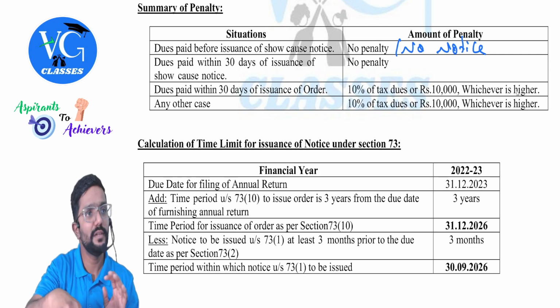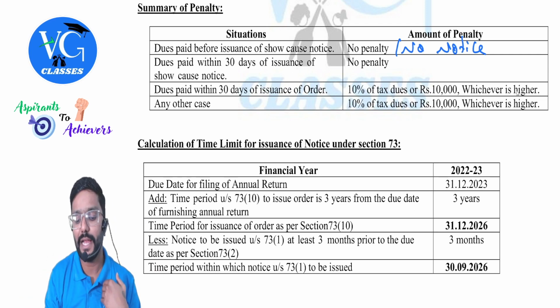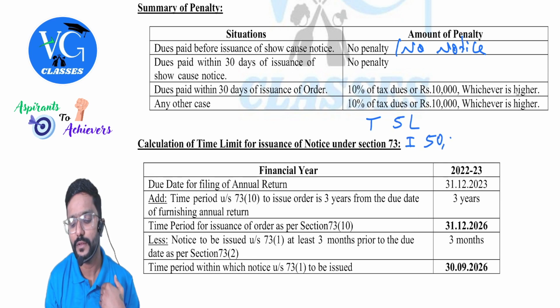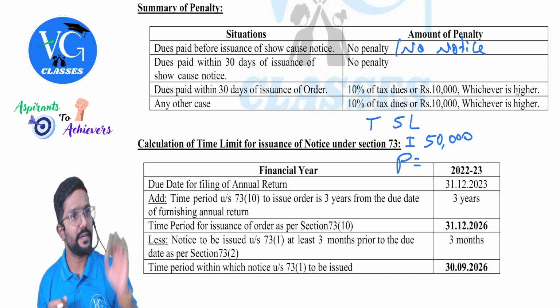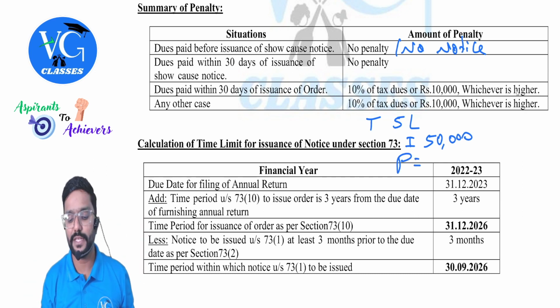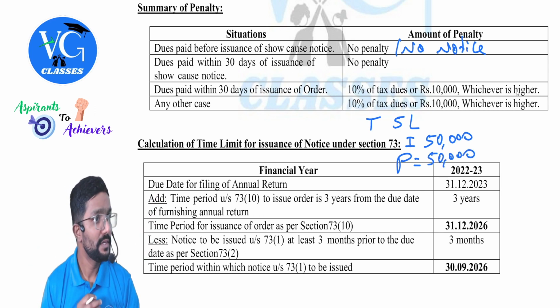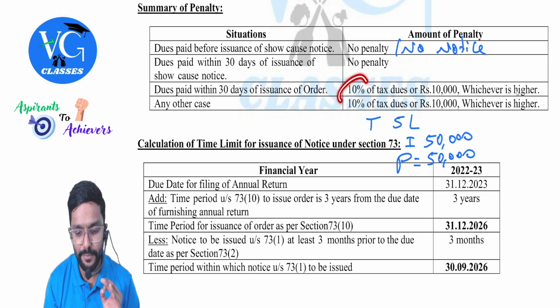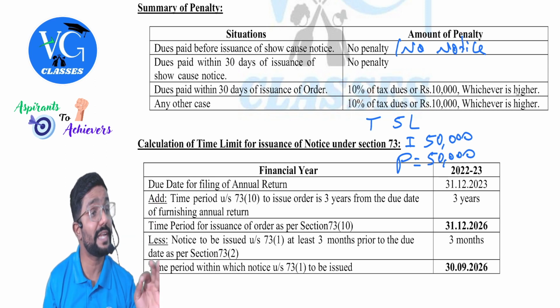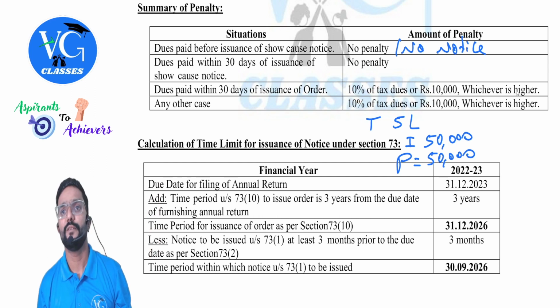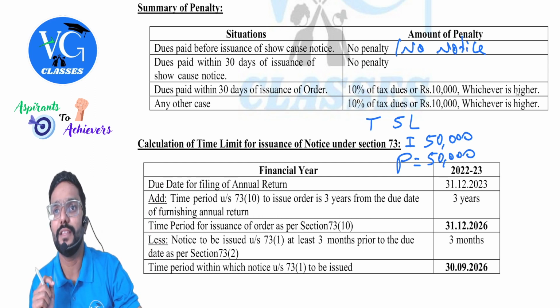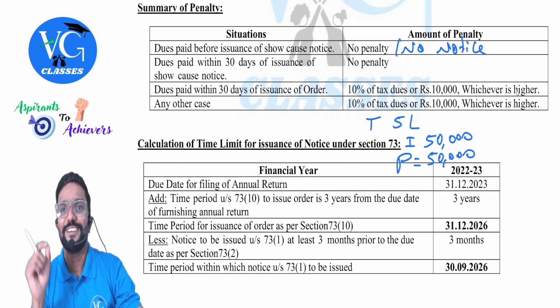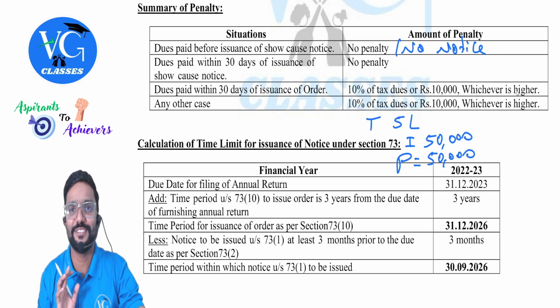Clear? For example, listen here. Guys, what I am supposed to pay is 5 lakh tax plus interest, assume 50,000. How much is the penalty now? 5 lakh into 10%, 50,000 or 10,000, whichever is higher, 50,000. So totally how much should I pay? 6 lakh. So please be careful when you are applying 10%. 10% is not on tax and interest, only tax. Only tax. 10% is on tax.